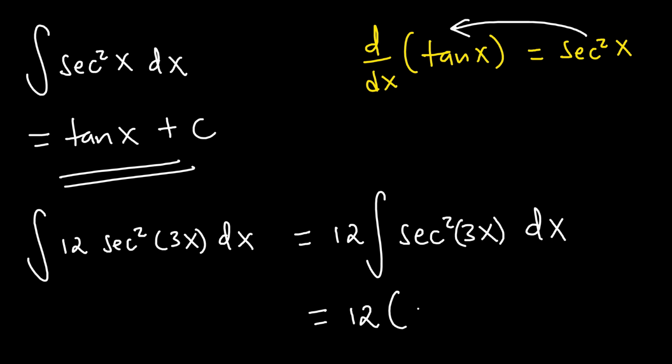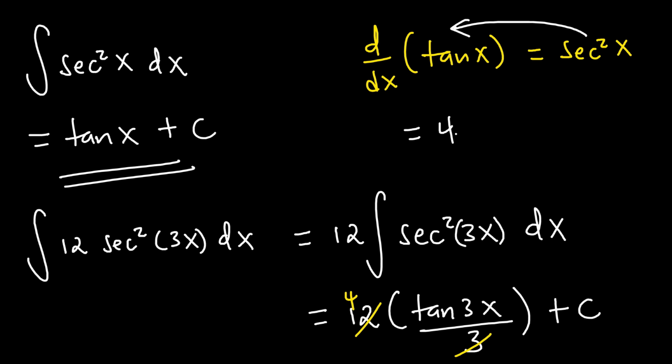Now when you integrate secant squared x, you get tangent x. So this will be tangent 3x, and then we shall divide through by the derivative of 3x, which is 3, plus c. This 3 will cancel with 12, and we shall remain with 4. And so our final answer will be 4 tangent 3x plus c.